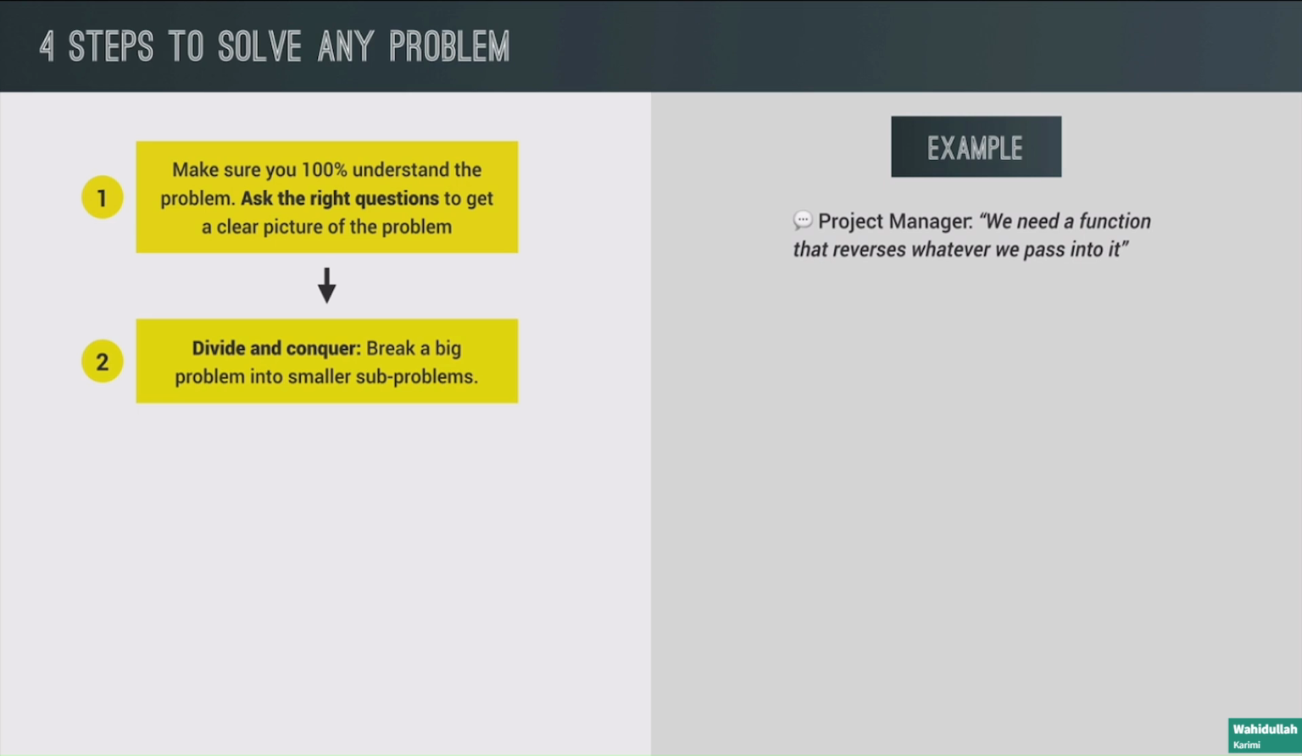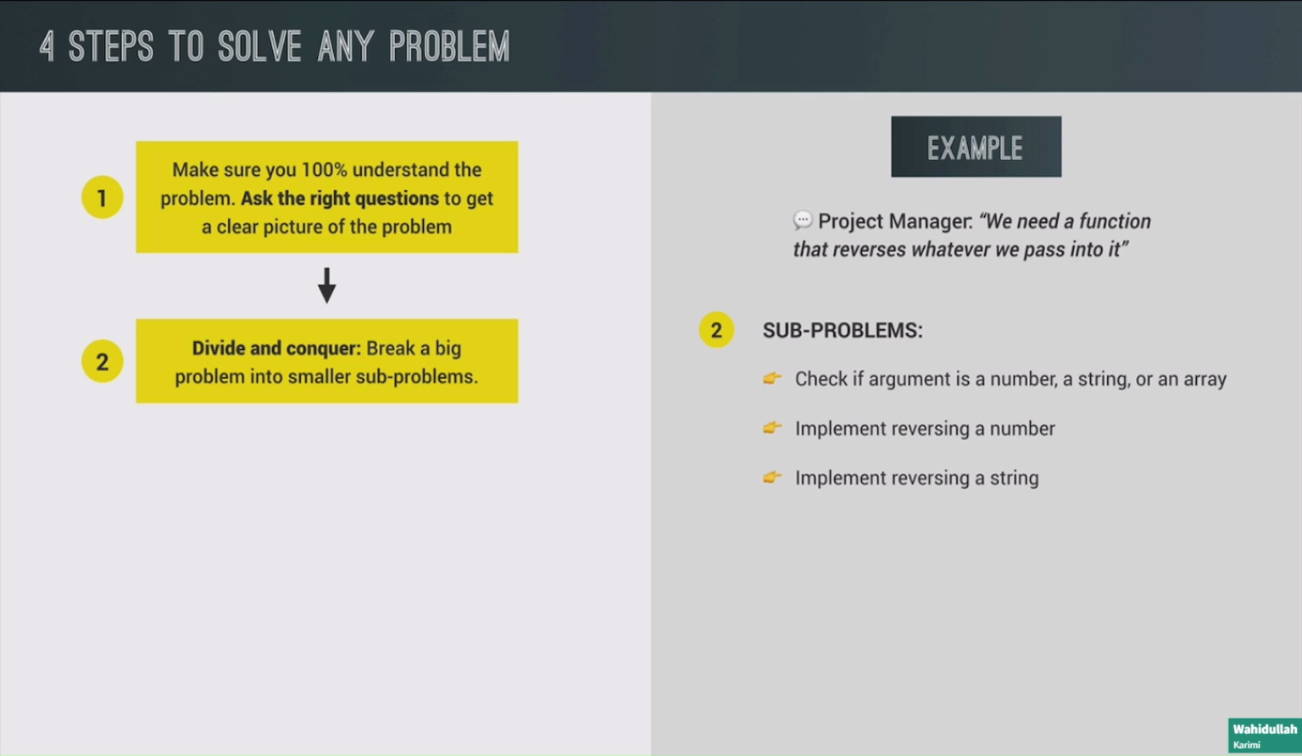So based on the previous step, if we wanted to break down this problem, we could define a couple of subproblems. First, we need to check if the argument is a number, a string, or an array. And this is, in fact, a small subproblem, right? So now we can just solve this one in isolation and then move on. The next subproblem is to implement reversing a number, then implement reversing a string, and then implement reversing an array, so that we are ready to deal with whatever is passed into the function.